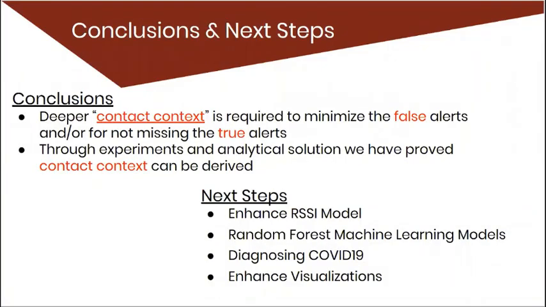Contact tracing purely based on Bluetooth is not enough. Through experiments and visualizations, we proved that a deeper contact context is required for effective contact tracing. As a next step, we would like to use probability and decision-based tree models for automating alerts based on context.